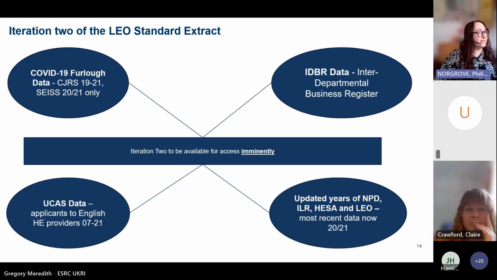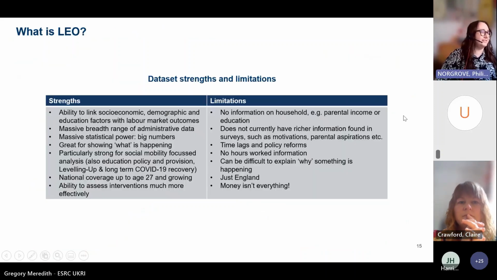So the second iteration of Leo will be available for access imminently, and be sure to look out for announcements via the Leo research community or any other comms you have with us. I've got our Leo program mailbox email listed at the end of the slides, and if you want to be put onto a Leo mailing list, then please feel free to drop me an email there, and we'll add you on to make sure that you're kept abreast of all these updates. So next slide, please, Greg.